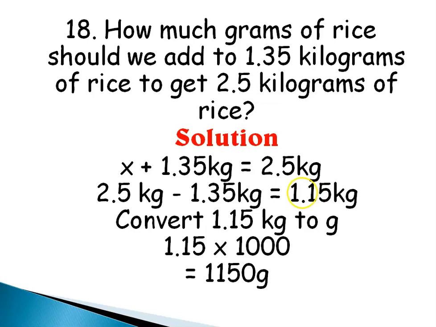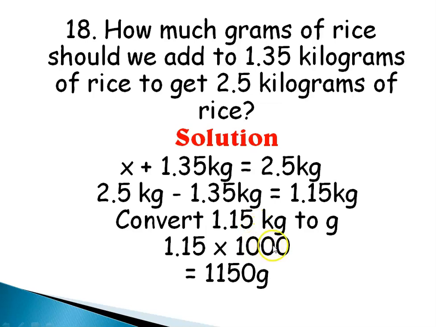You might want to pause the video so that you can do your calculation. No problem. And if you are confused about anything, you can always pause to check and then rewind to listen again. So 2.5 kilograms minus 1.35 kilograms gives 1.15 kilograms. But remember the question says how many grams? That means I have to change 1.15 kilograms to grams. And how do I change kilograms to grams? I'll multiply by 1000. So 1.15 multiplied by 1000.